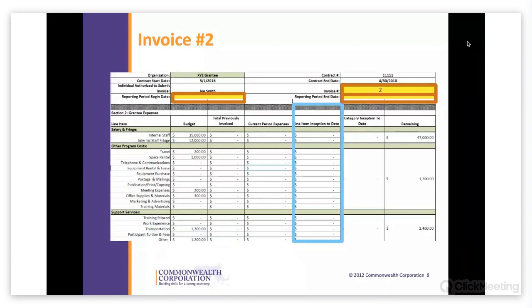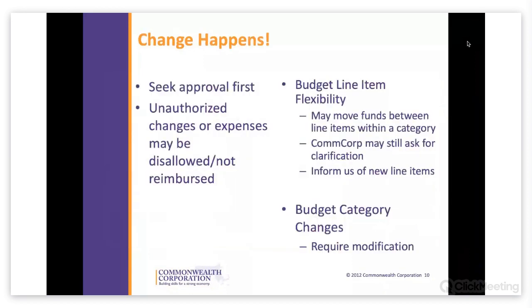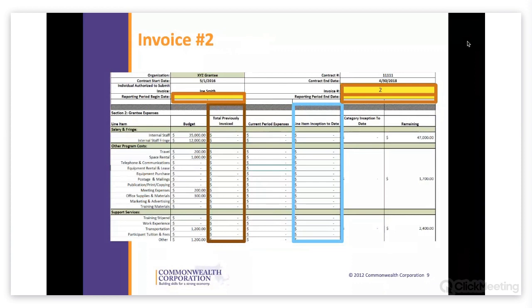You can certainly manually enter this information from your previous invoice. However, you can also copy and paste the information from the line item inception to date. So you can copy from there. Oh, my apologies. So you can copy from the blue and copy it right over, pasting it into total previously invoiced in the brown.